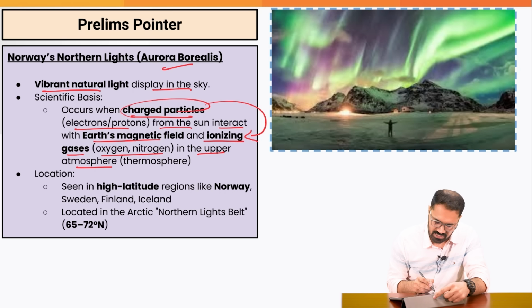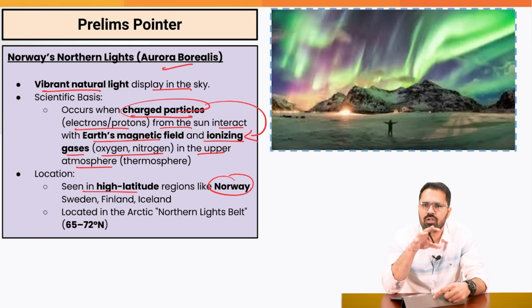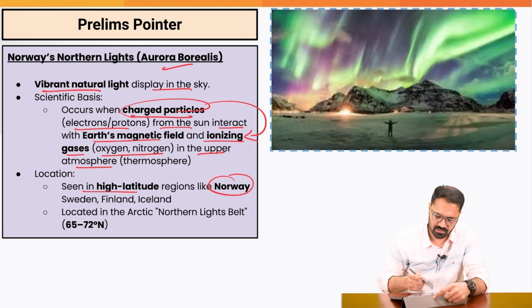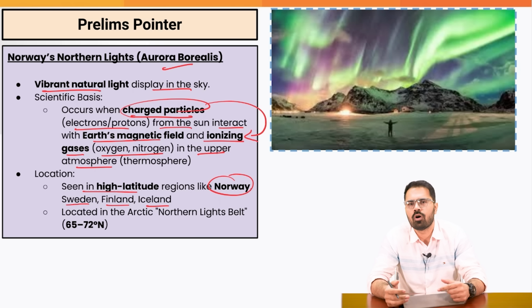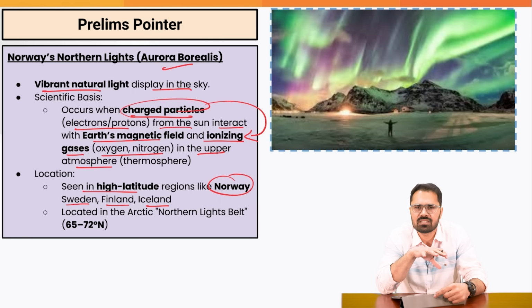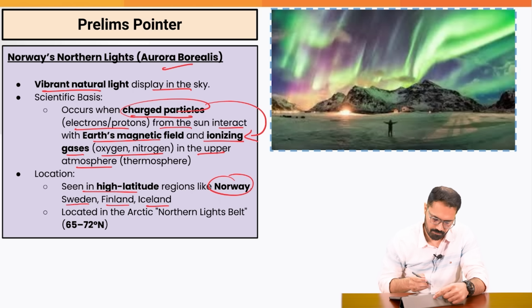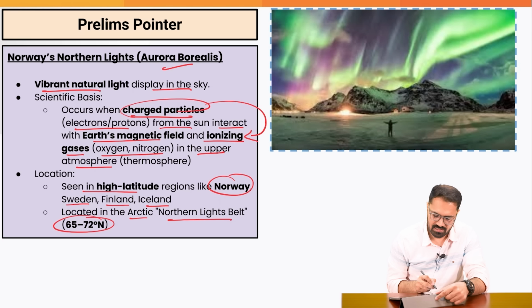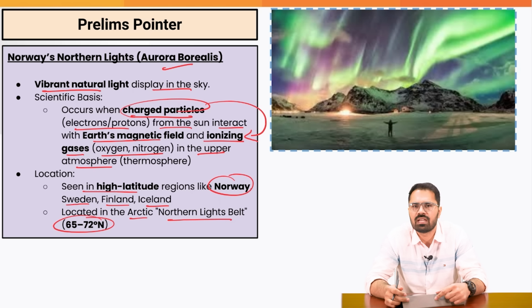Now their location, they are largely in the high altitude. We can see these northern lights in Norway. Norway is the best country to visit these northern lights. Norway is famous for them. Then in Sweden, Finland, and Iceland also you can observe these northern lights. But the best northern lights are observed in Norway. They are located in the Arctic northern lights belt region of 65 to 72 degree north latitude.